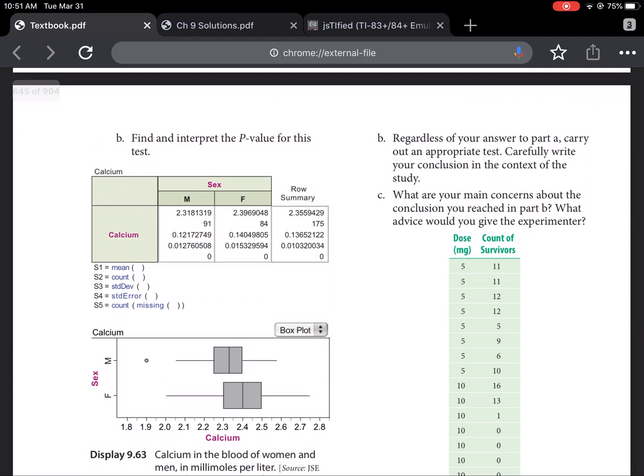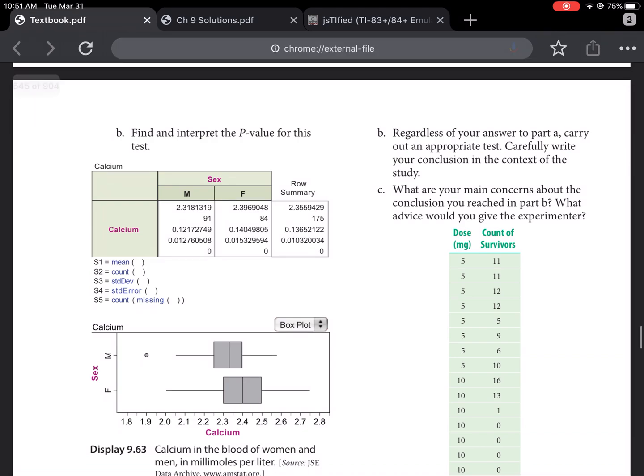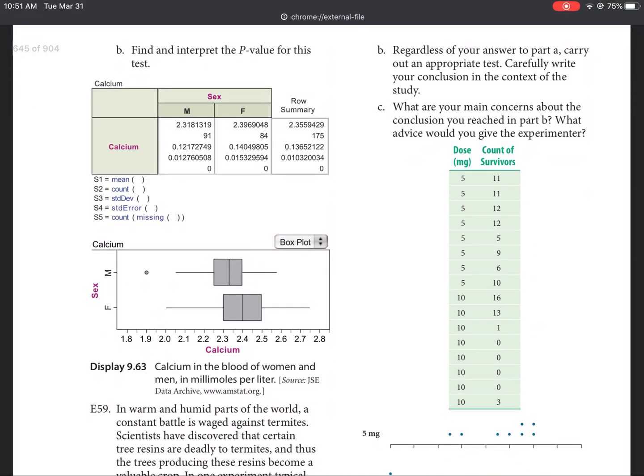But then, of course, the book gives us Part B, which says regardless of your answer to Part A, carry out an appropriate test. So the only test we can really conduct on this is, once again, a significance test for the difference of two means. I will be assigning mean 1 to the termites who survived in the 5 milligram dosage, and I will be assigning mean 2 to the termites who survived given a 10 milligram dosage. And we'll want to write our conclusion in the context of this study when we get to that part.